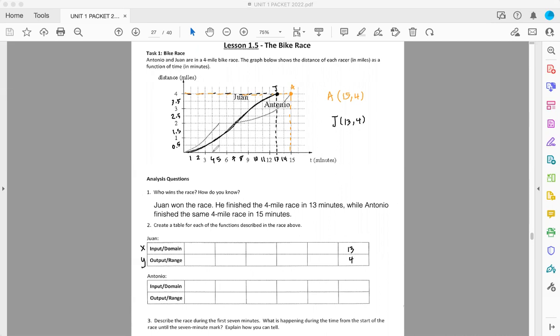Just be careful. I also know for both of them, the starting point is 0, 0, because it looks like both these graphs start at the origin. So for Juan, he started at 0 time for 0 miles, and vice versa. Now I have 4 more points. So how do I find these points?